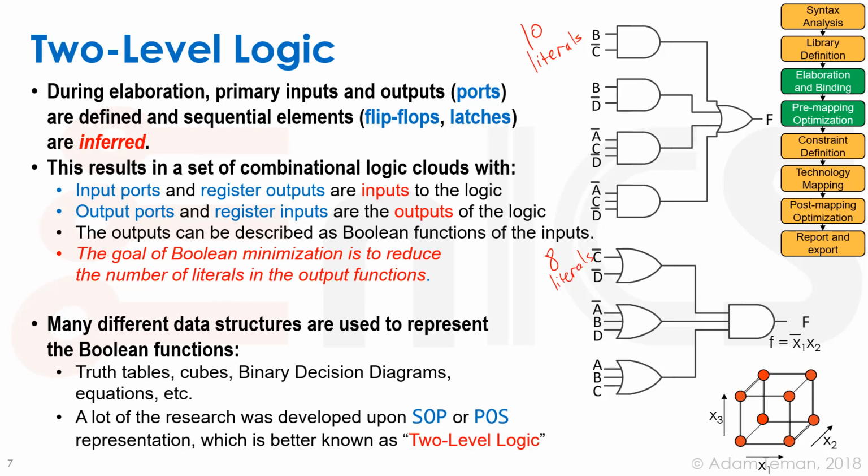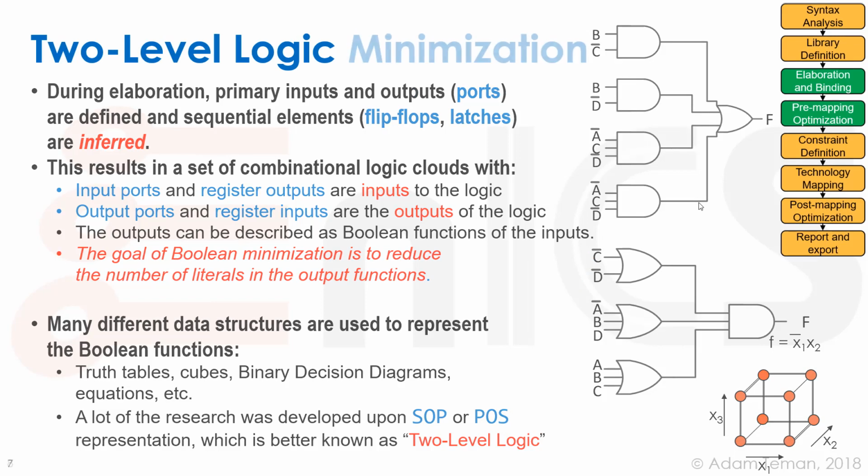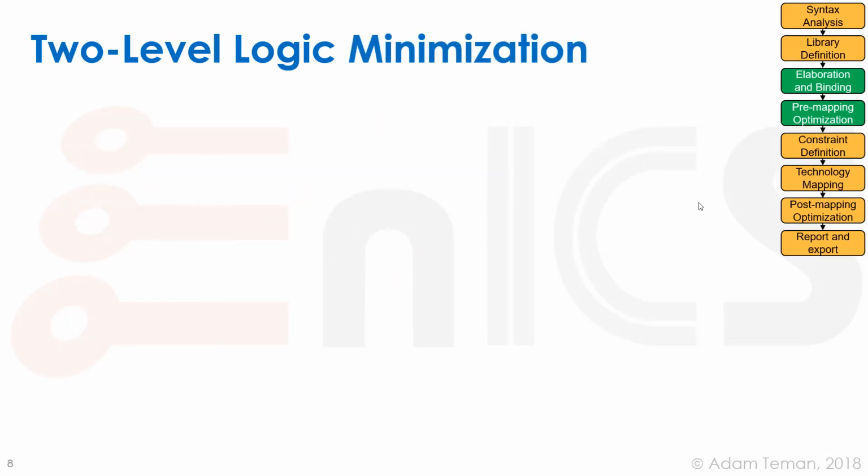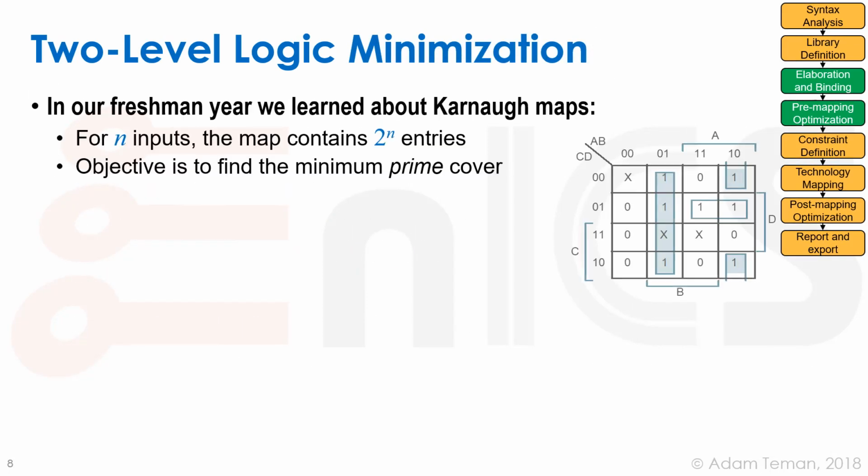And again, the reason being that we can take that combinational logic we have between the registers, between the inputs and the outputs, and we can represent it in two-level logic and start to reduce it. So how do we go about this two-level logic minimization?